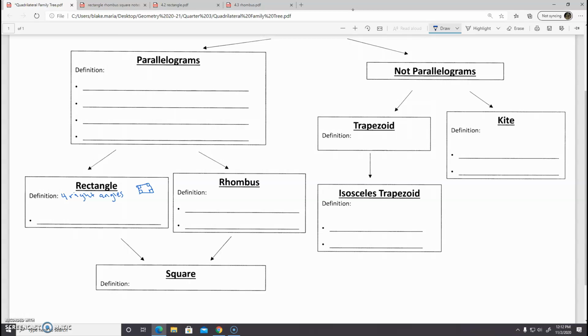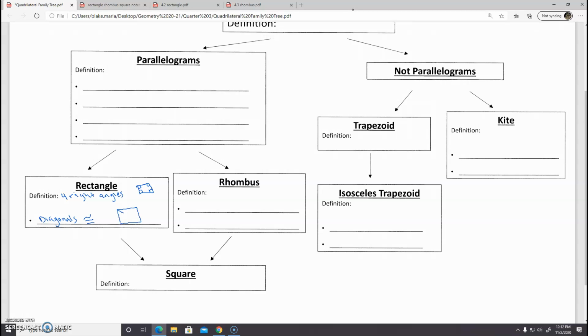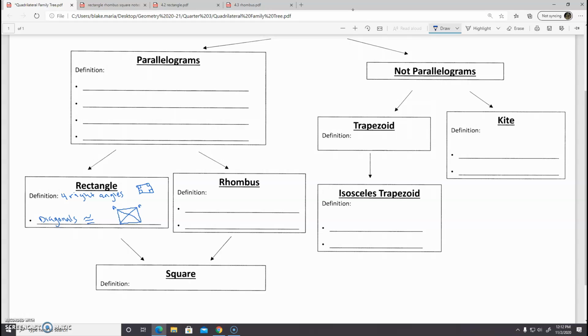One special property that we're going to be using is that the diagonals are congruent. Remember back here when it was a parallelogram, the diagonals bisected each other. Now we also know that the diagonals are congruent. And if you want to know what that is talking about, call this A, B, C, D.